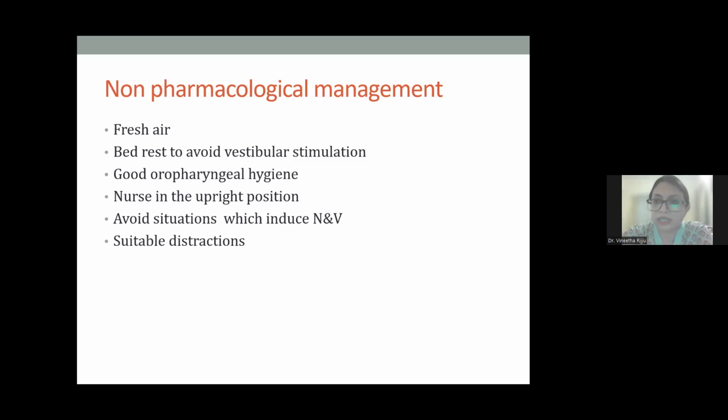So, non-pharmacological management. We have been talking about medications, isn't it? We have been talking about ondansetron, metoclopramide and all those things. But what about non-pharmacological management? Does it even have a role? Definitely. We did see that environment is also a cause for nausea and vomiting. So, fresh air, bed rest to avoid vestibular stimulation, good oropharyngeal hygiene, and nursing in the upright position, because sometimes putting the patient supine without much head elevation can also cause gastroesophageal reflux. Avoiding situations which induce nausea and vomiting, and suitable distractions are other non-pharmacological ways to manage nausea and vomiting.